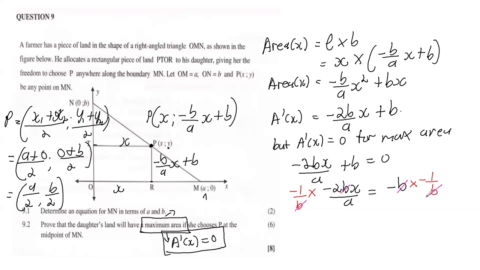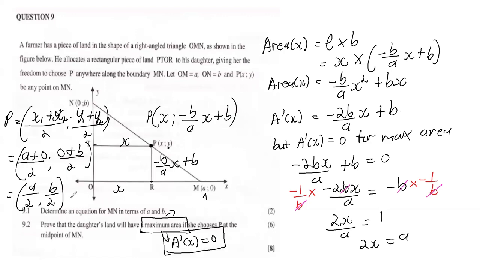So the negative and the negative obviously gives us a positive. So we are left with 2x over a is equal to the negative, and the negative is positive 1. And then we can cross multiply the a, so we end up with 2x is equal to a.